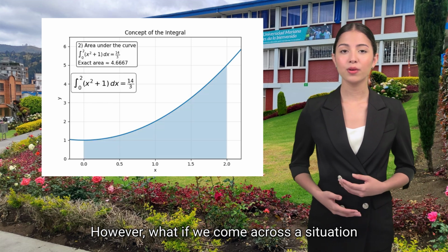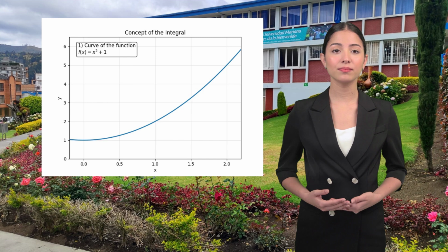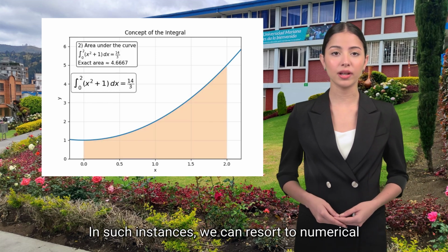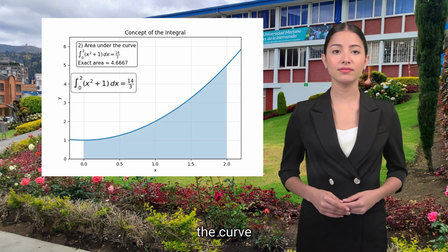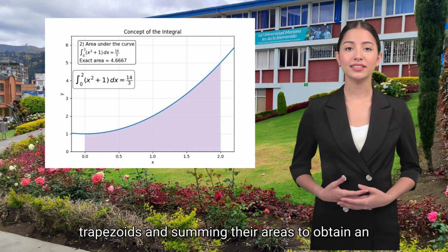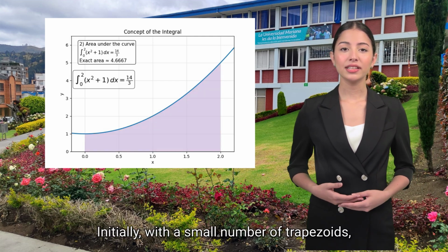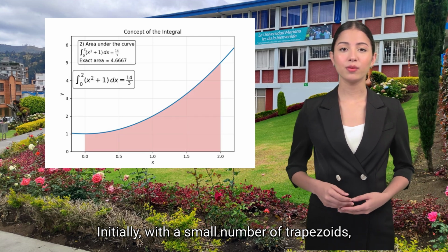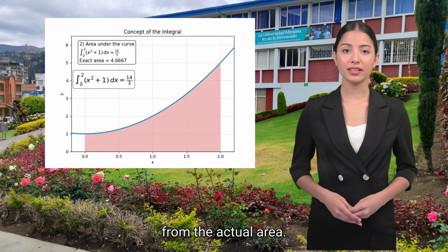However, what if we come across a situation where determining the integral analytically proves to be difficult? In such instances, we can resort to numerical approximation methods to estimate the area under the curve. One common method involves dividing the region into trapezoids and summing their areas to obtain an approximation of the total area. Initially, with a small number of trapezoids, our approximation may show significant differences from the actual area.